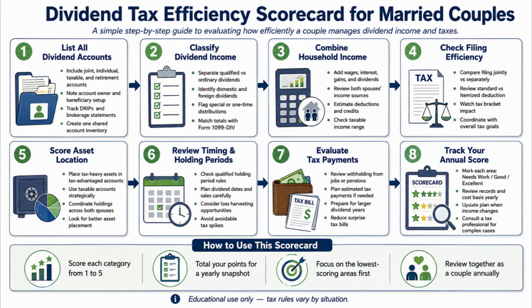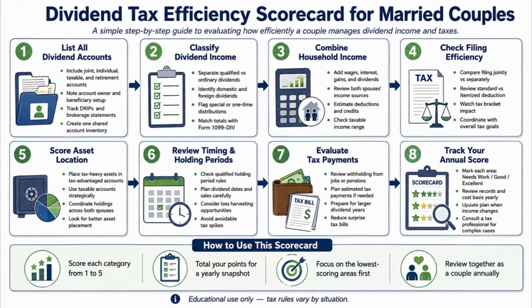Next, dividend income should be classified properly. Some dividends may be qualified, while others are ordinary dividends, and some may be domestic while others may be foreign. In some years there may also be special or one-time distributions. Couples should compare all totals with brokerage records and tax forms such as Form 1099-DIV. This helps create a more accurate view of the tax treatment of each dividend source.